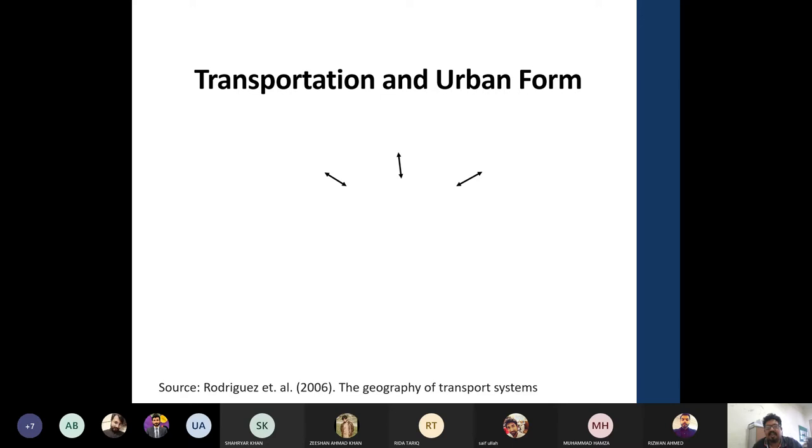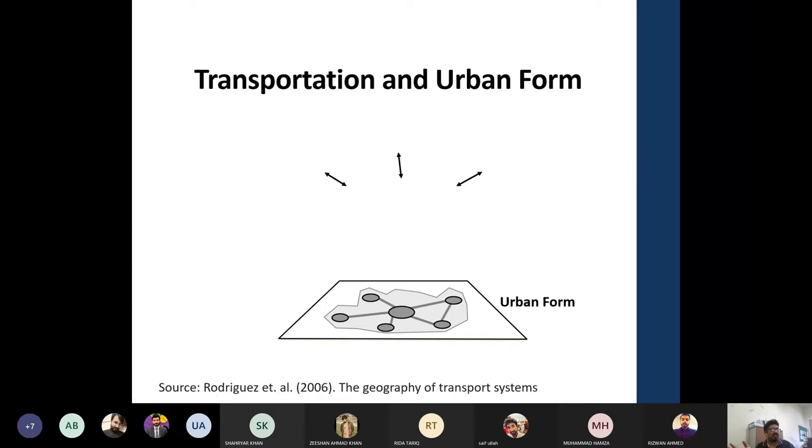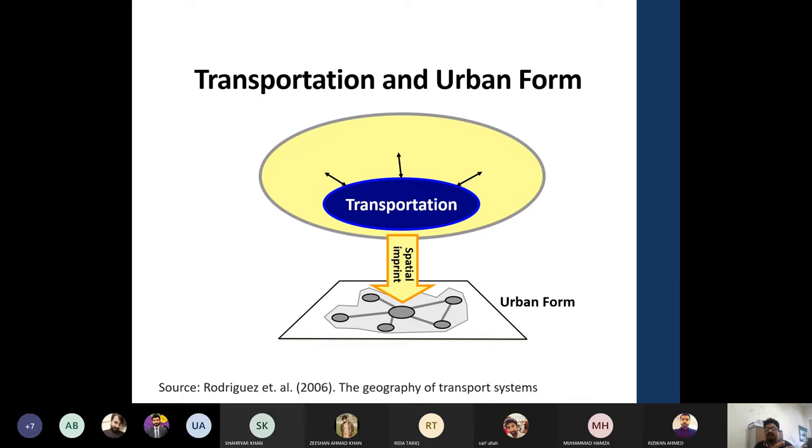So how does that impact your transportation network? Urban form is the physical imprint of the city, and how different components of transportation influence that shape. The first one is the modes. What kind of modes are there? Depending on the different modes, we will have to define the infrastructure. And then depending upon the users and their priorities or choices, your transportation network will impact, and that ultimately will impact your city design, your urban design.